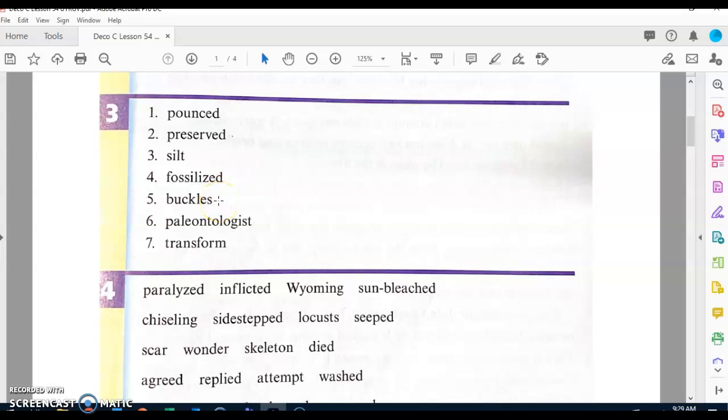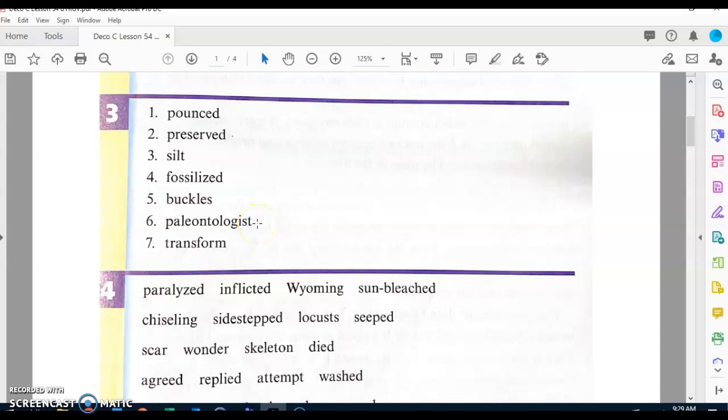Word number 5. What word? Buckles. When something folds or collapses, it buckles. Everybody, what's another way of saying the roof collapsed? Think about it. Get ready. The roof buckled. Good job.